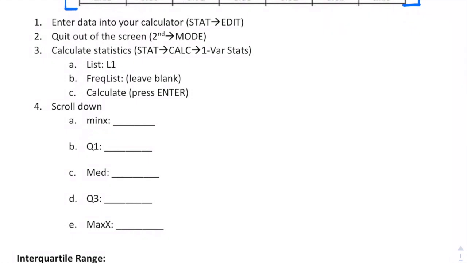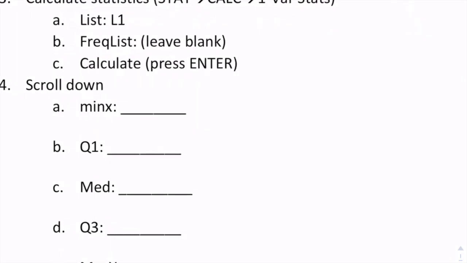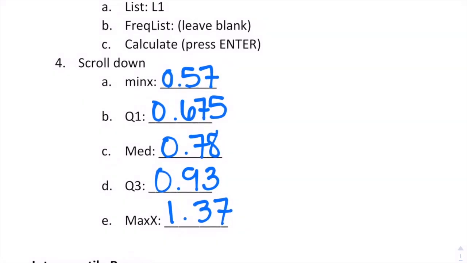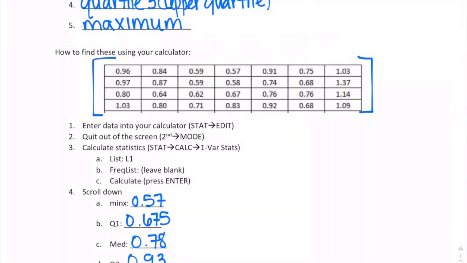You're going to scroll down, and you're going to find your min, where it says Min X, Q1, Median, Q3, and Max X. And so you're going to find that your Min X is 0.57. Your quartile 1 is 0.675. Your median was 0.78. Your quartile 3 was 0.93. And your max was 1.37. If you didn't get those values, you're going to want to double check that you entered all of these data points in.